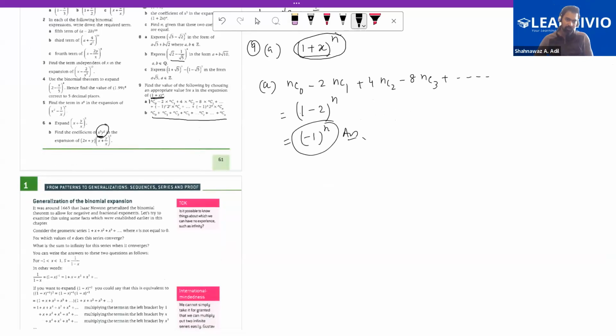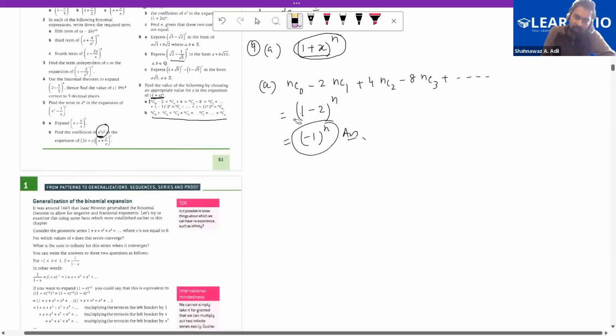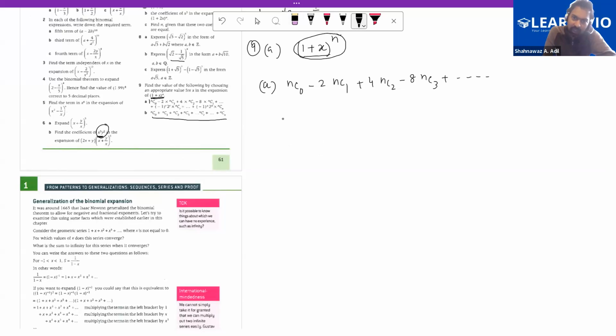Actually, I have a question. In the first one, we found that x should be minus 2. But then why have you written minus 1 to the power n? What does that mean? Okay, good. Whenever you have any kind of doubt, please tell me. So now let's write this thing.